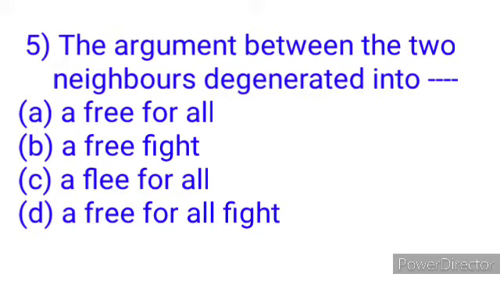Question 5. The argument between the two neighbors degenerated into dash. We have option A, a free-for-all. B, a free fight. C, a flee-for-all. D, a free-for-all fight.